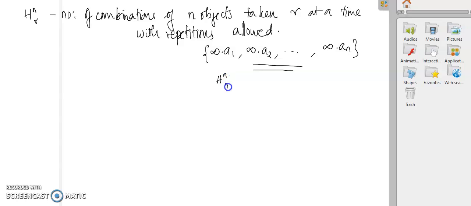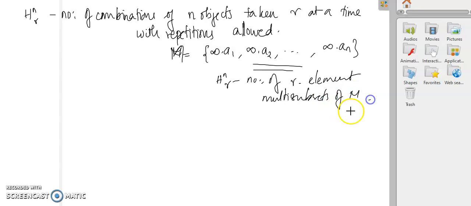So HNR is the number of r element multi-subsets of M, if this is M. So let us see how to calculate the value of HNR. For calculating the value of HNR, we will do it using a specific example and then we will generalize using that.